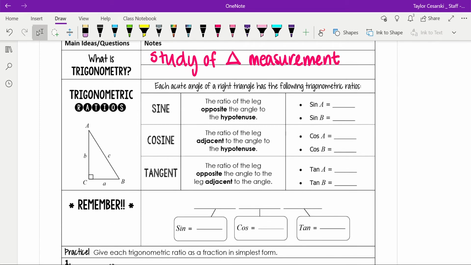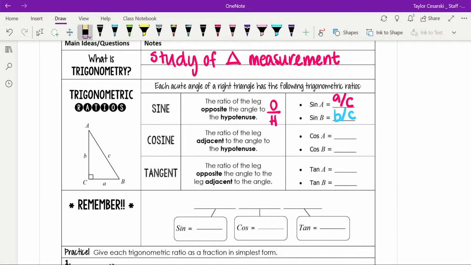So sine, let's start with sine. Sine is opposite over hypotenuse. So if we look at our triangle over here and we're looking at the sine of A, the opposite side is little a over my hypotenuse is C. So then I'm going to erase that. If we go to the sine of B, opposite of B is little b over my hypotenuse is C.